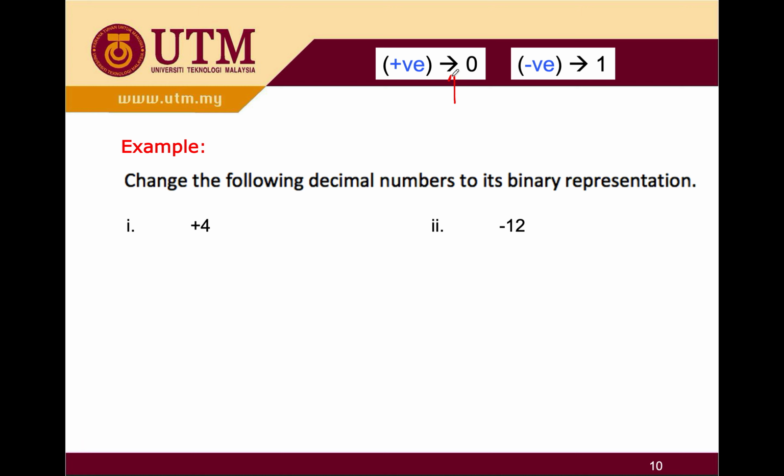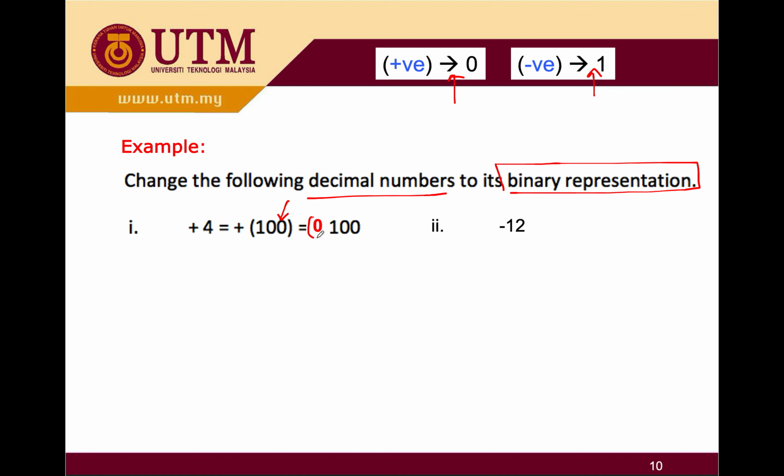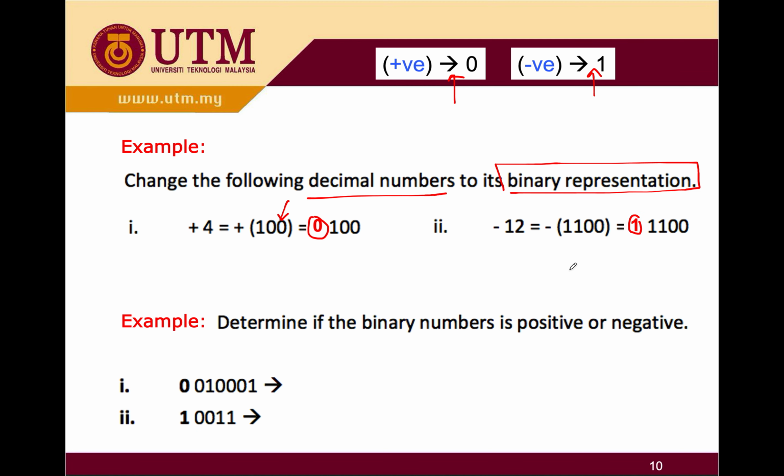For positive it is 0 and negative is 1. So the example is you are given this decimal number, and you need to represent its binary representation. So for 4, you will get 0 1 0 0. This one represents positive. And how about 12? 12 is 1 1 0 0, so you add another 1 in front as a negative.